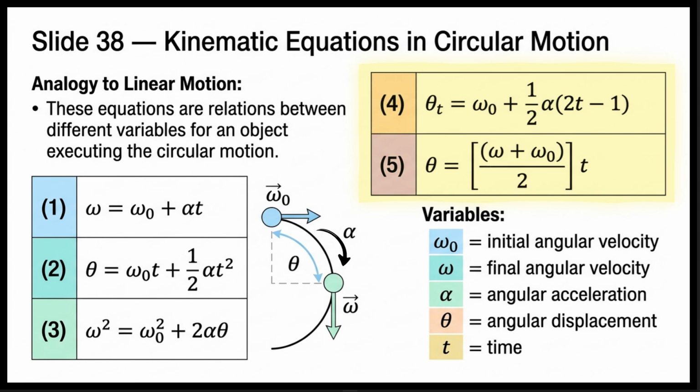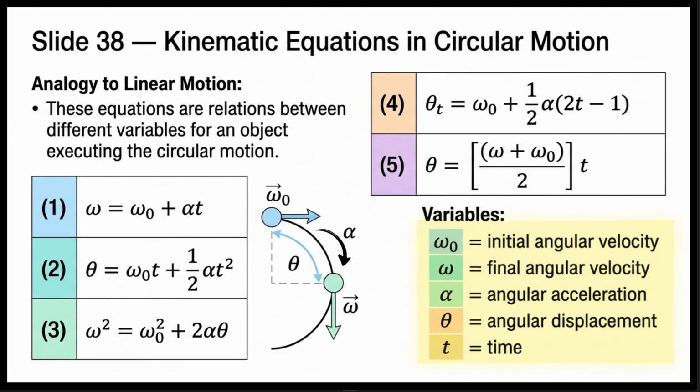In equation 5, theta equals omega plus omega 0 over 2 times t. The diagram shows the setup with initial angular velocity omega 0 and final angular velocity omega after angular displacement theta. Variables. Omega 0 is initial angular velocity. Omega is final angular velocity. Alpha is angular acceleration. Theta is angular displacement.